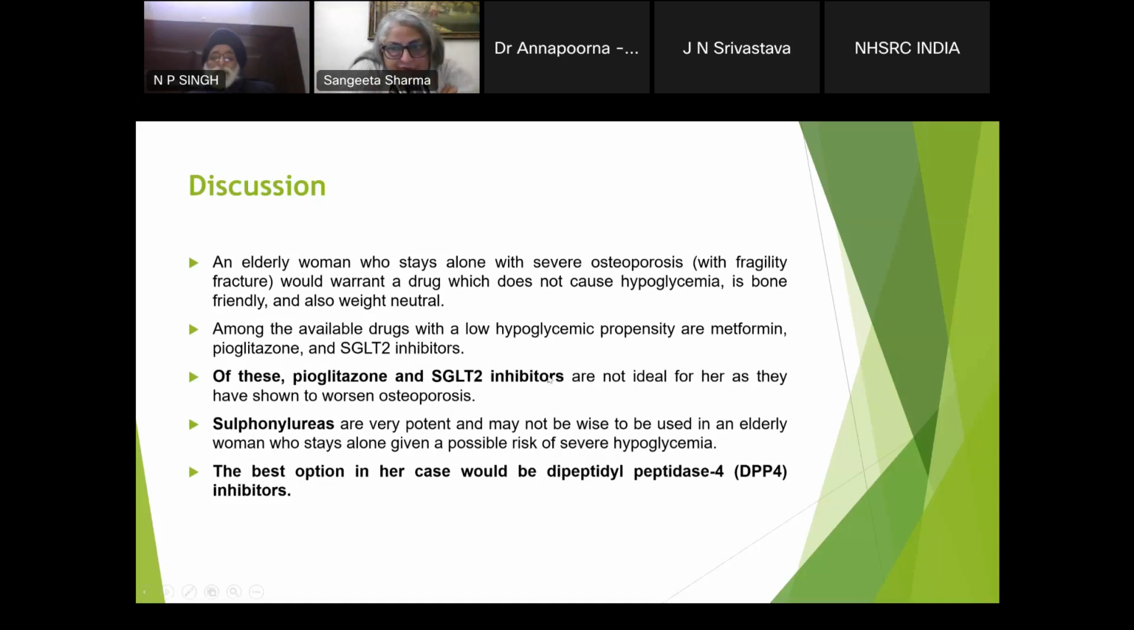So, the ideal drug for this elderly lady, because we don't want to rush to insulin, since the patient may not be ready to accept insulin, and on the other hand it can again cause hypoglycemia, would be a DPP4 inhibitor, which reduces her blood sugars and HbA1c without impacting on weight and also without causing hypoglycemia.